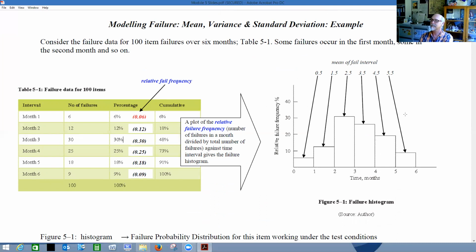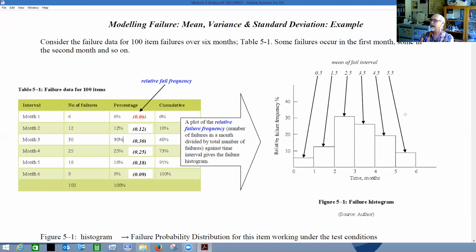So let's have a little example. Consider the failure data for 100 items over 6 months. So in this table 5.1, we've got 6 failures of whatever this item is in month 1, in the second month, we have 12 failures, third month, 30 failures, fourth month, 25, etc. So we can calculate that as a percentage, and we can calculate it as a relative failure frequency.